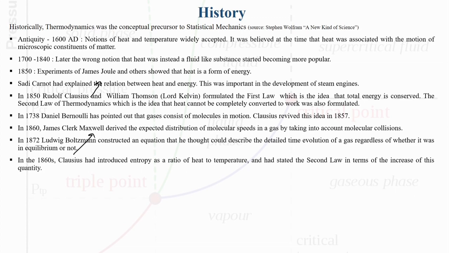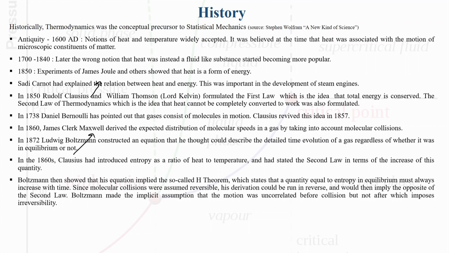In the 1860s Clausius had introduced the notion of entropy as the ratio of heat going into a system and its absolute temperature, and he had stated the second law of thermodynamics in terms of an increase of this quantity with time. So, Clausius had stated his second law in terms of heat and temperature. Boltzmann showed that his equation could also account for something analogous, namely that there is a quantity called H in his equations, which also increases with time, which he also identified with entropy.